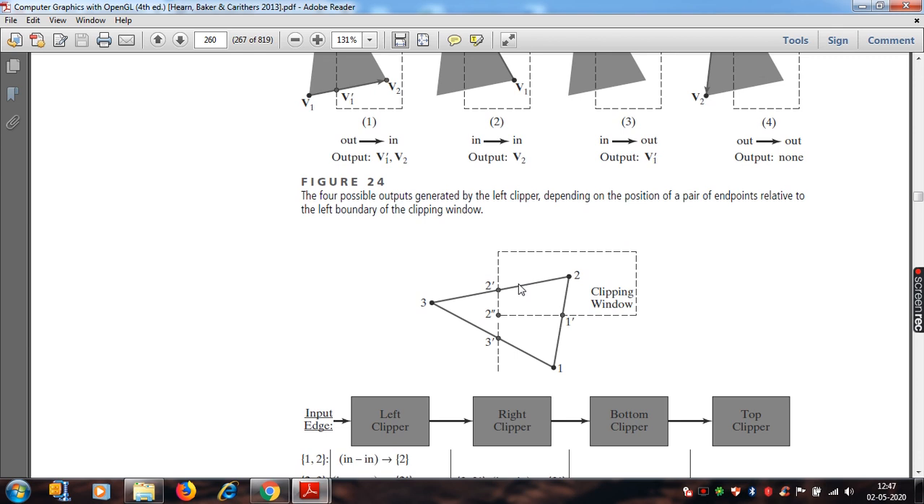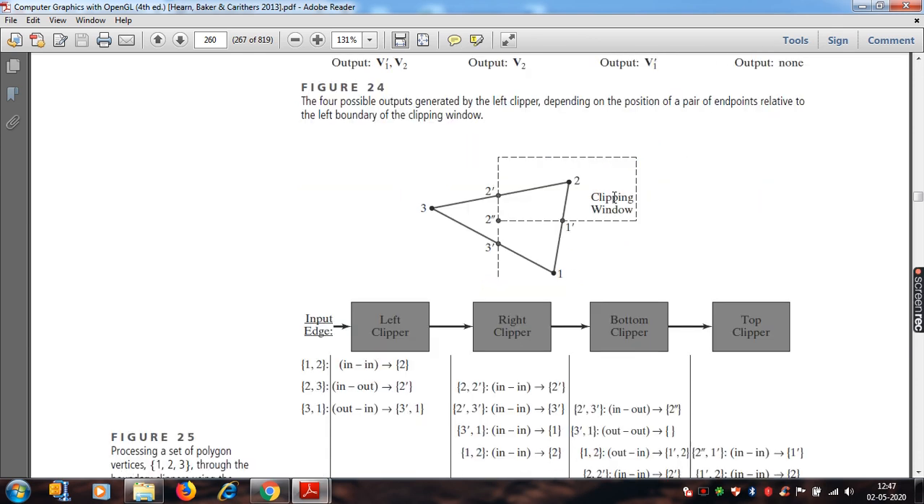That is inside and outside. What are we going to do? Inside to outside, we are going to output V1 dash. So inside to outside, 2 dash to 3 dash it is. Now we are going to eliminate 3 dash and we are going to add 2 double dash into the list.